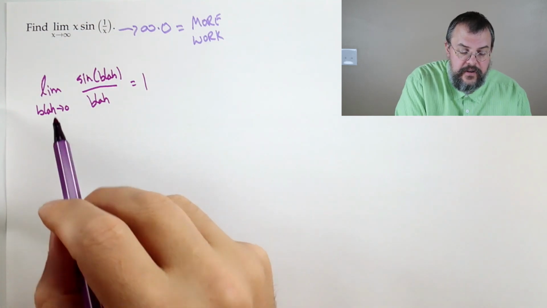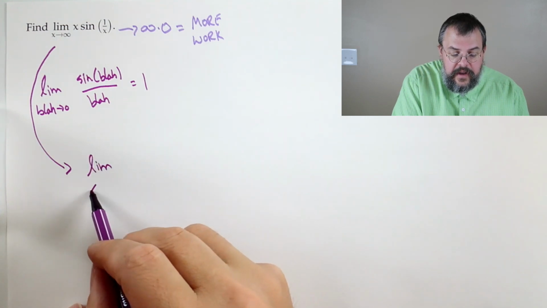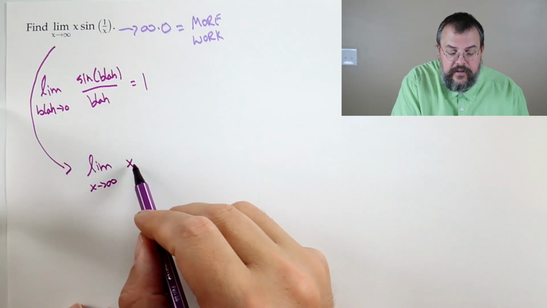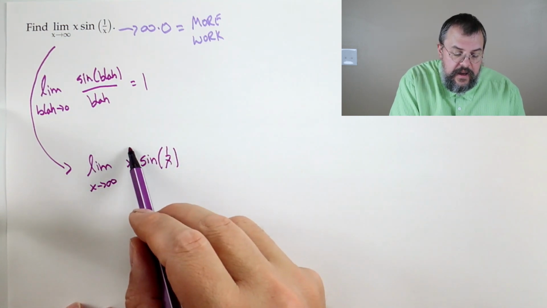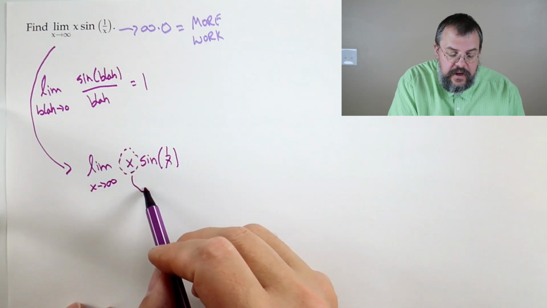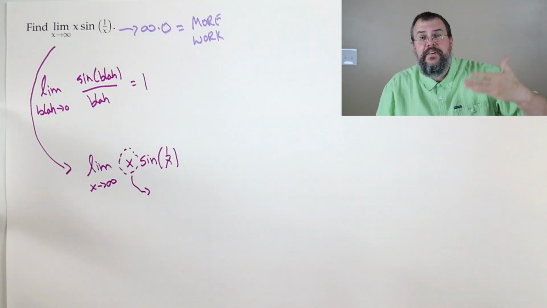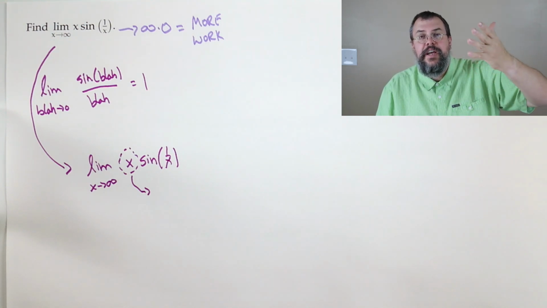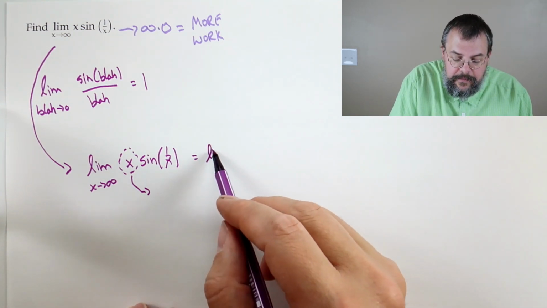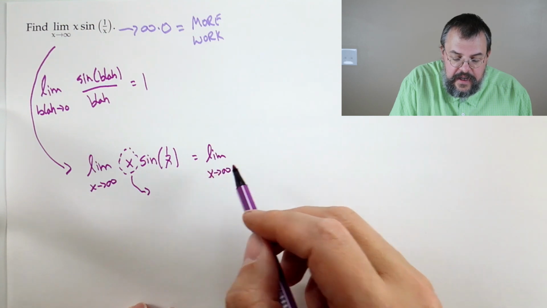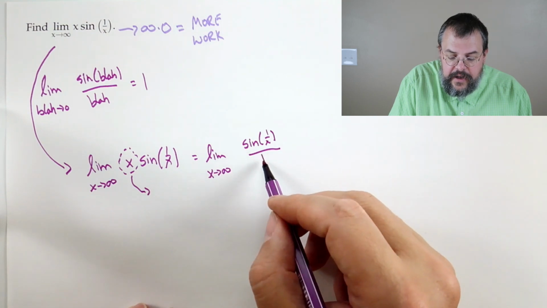All right, so what can we do? Well, we can say the limit as x goes to infinity of x sine 1 over x, what we'll do is we'll take this x and we'll move it downstairs. Now, how do you move it downstairs? If you're moving something from the upstairs to the downstairs, you flip it over. You take the reciprocal. So this is the same as the limit as x goes to infinity of sine of 1 over x divided by 1 over x.